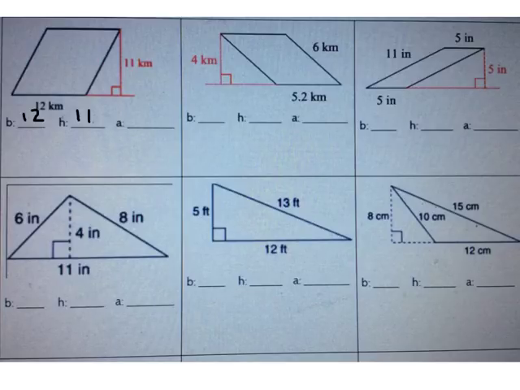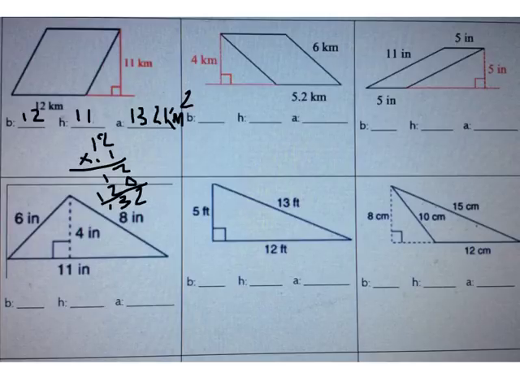So what's the area? Go ahead and find the area now. The area of a parallelogram is base times height. 12 times 11 is 132 kilometers squared.